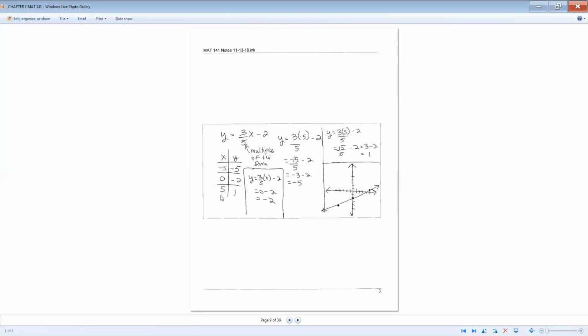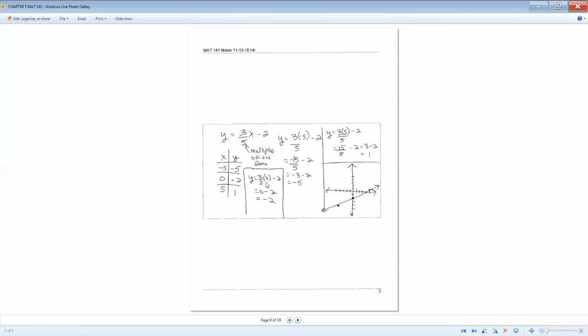If you didn't want to choose any negative values, you could have chosen 5, 10, 15, 20, anything that this denominator can divide into evenly. So if I had a 7 down there, I would choose negative 7, 0, and 7. If I had a 9, negative 9, 0, and 9. So whatever your denominator is, you choose multiples of that denominator so that the fraction can cancel out completely.